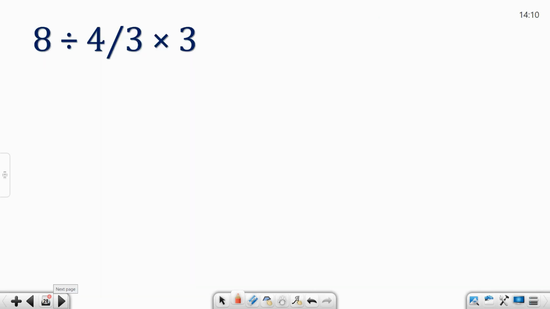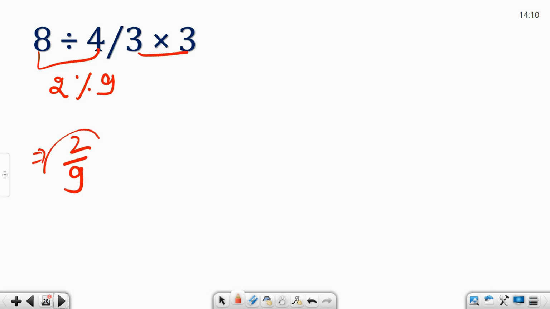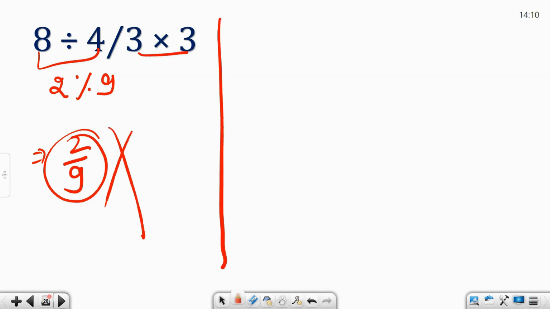Question is 8 divided by 4 by 3 times 3. 8 divided by 4 becomes D. So 3 into 3 is 9. That becomes 2 divided by 9. First, let's rewrite the question like this. 8 divided by 4 by 3 into 3.